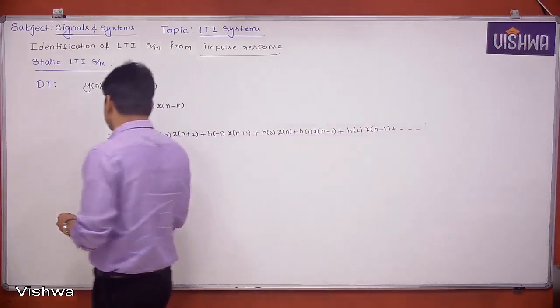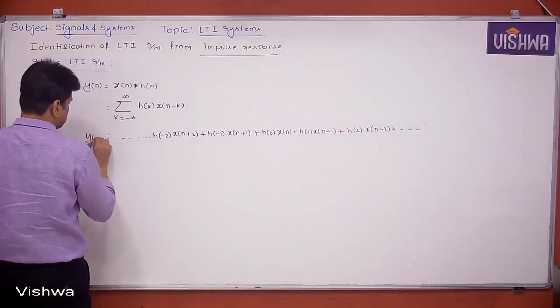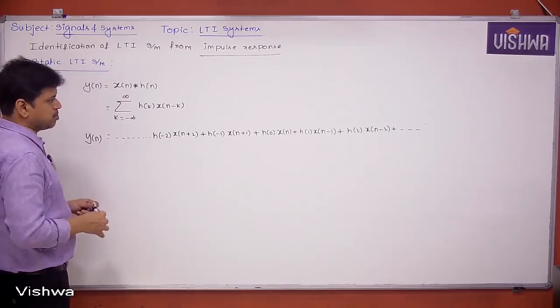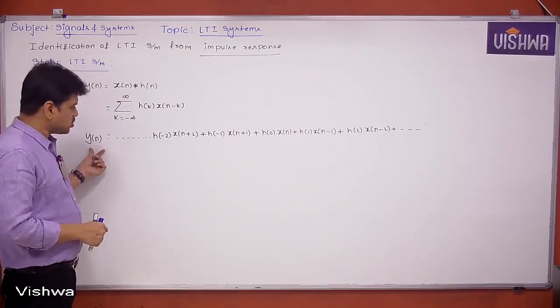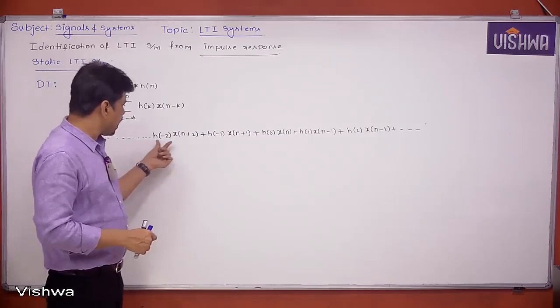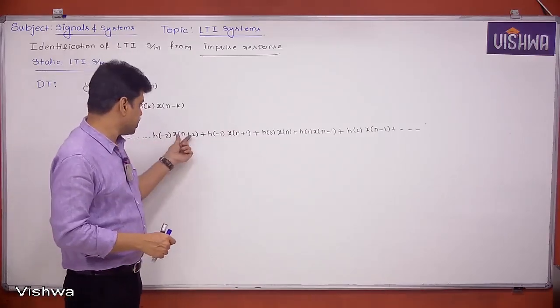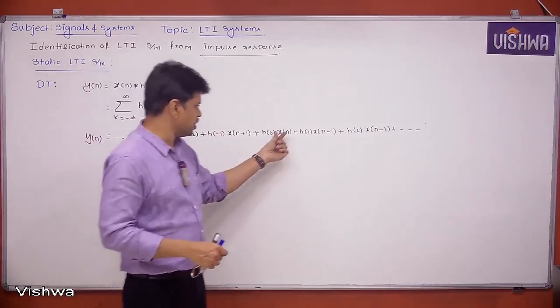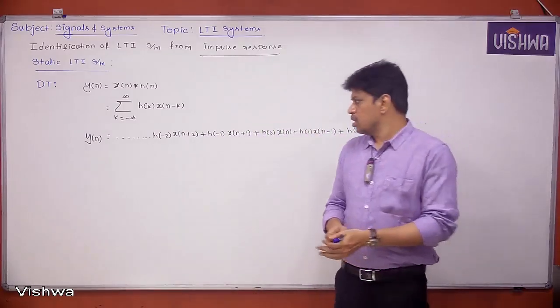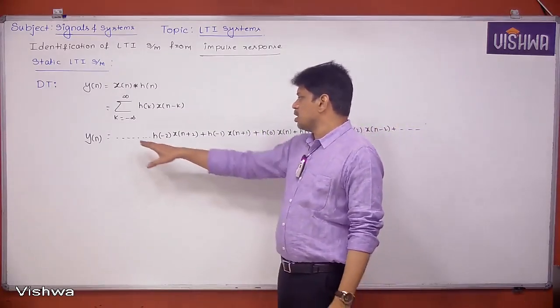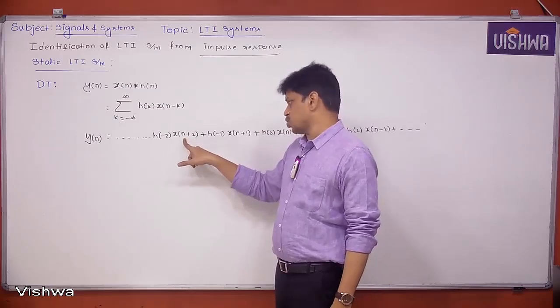This is what y of n looks like if I expand the summation. In this y of n, observe carefully, we have the terms of x: x of n plus 2, x of n plus 1, x of n minus 1, x of n minus 2, and so on.